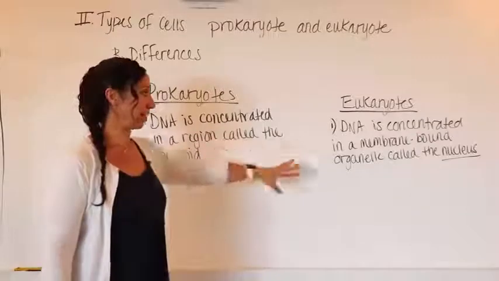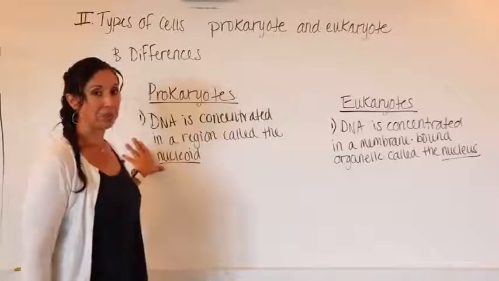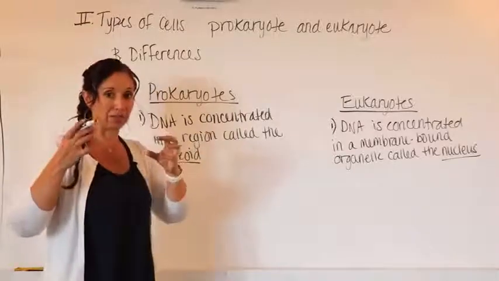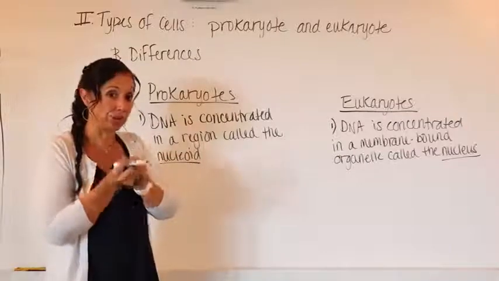It's the membrane that allows you to see what's going on here. Prokaryotes don't have a membrane-bound organelle. The DNA is literally just floating around in this region, and it's all tightly packed together, and that's the nucleoid.